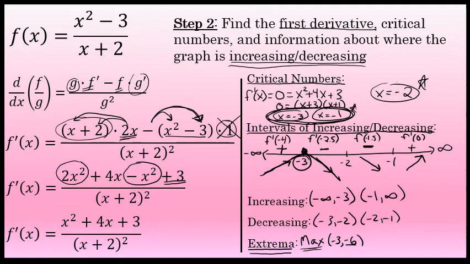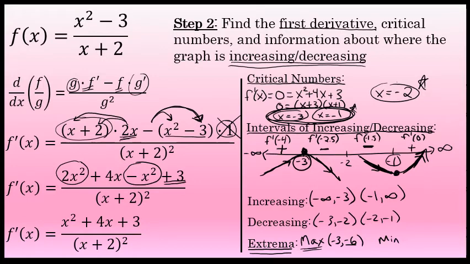Now let's check out x equals -1. Before x equals -1, the graph is going down. It gets to x equals -1, and then it goes up. That means x equals -1 is a relative minimum value. It's a low point in the graph.